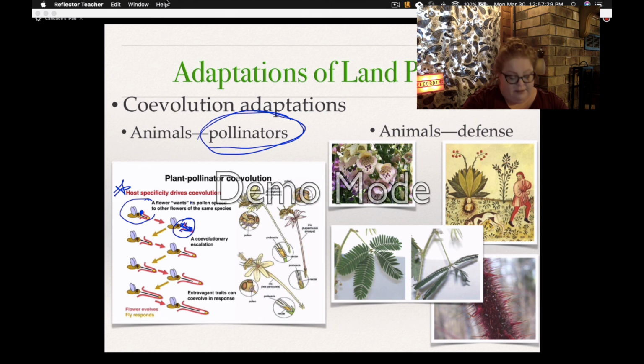Well, then as that happens, there's still variation within these nectar tubes. And so those that have a still deeper nectar tube are more successful. And so it just continues and continues. So the flower evolves, the fly responds, and so we get these extravagant traits like you see here.